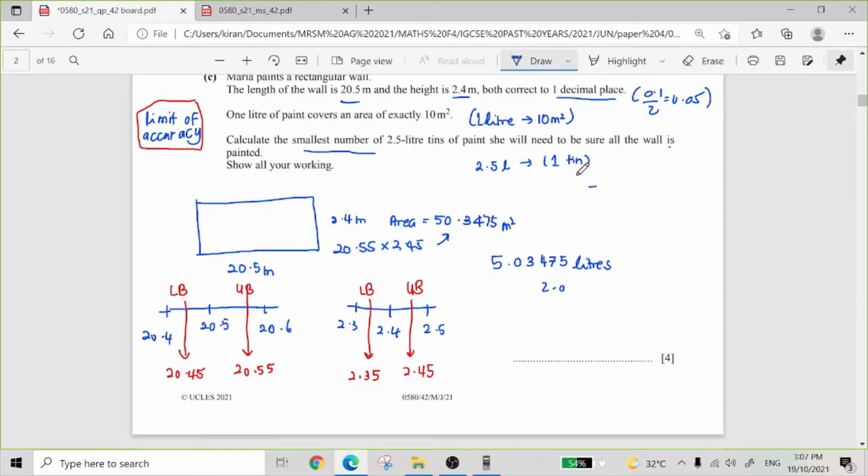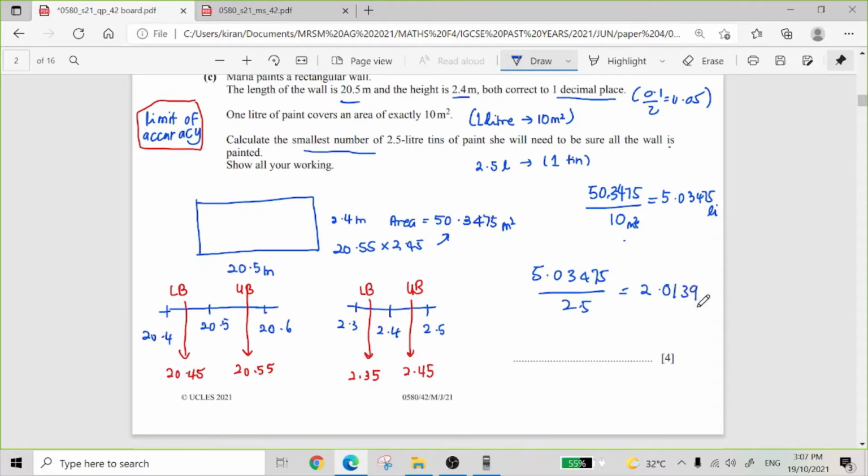So we take 50.3475 divided by 10, and then we get 5.03475 liters. So it means that for this area we need 5.03475 liters of paint. Okay, we know that 2.5 liters is for one tin, so we want to find how many tins, that is the smallest number that we should use. So we divide the liters needed by 2.5 liters, and then we get 2.0139.